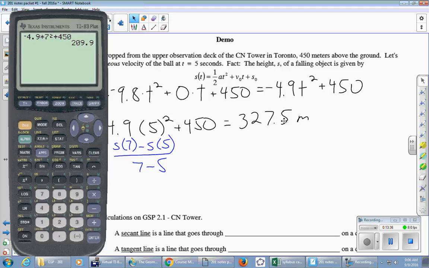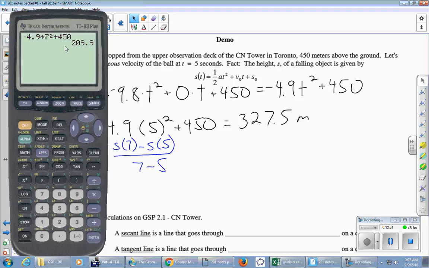That's just 327.5. And we would subtract them, and that would tell us how far the ball had fallen over the course of those 2 seconds. And we divide by 2, and we'll have our average velocity. But we're going to change this 7. We're going to do a bunch of calculations here, and I don't feel like retyping this every single time.